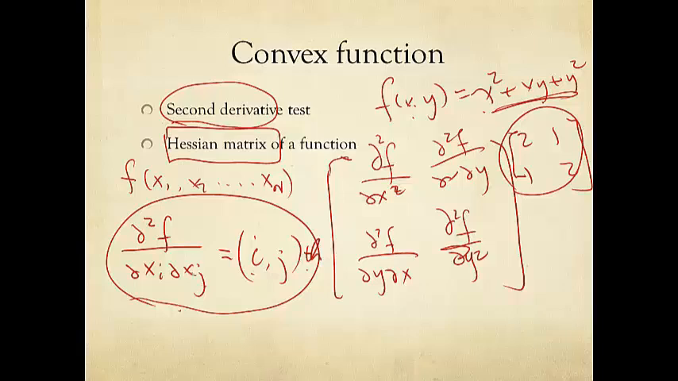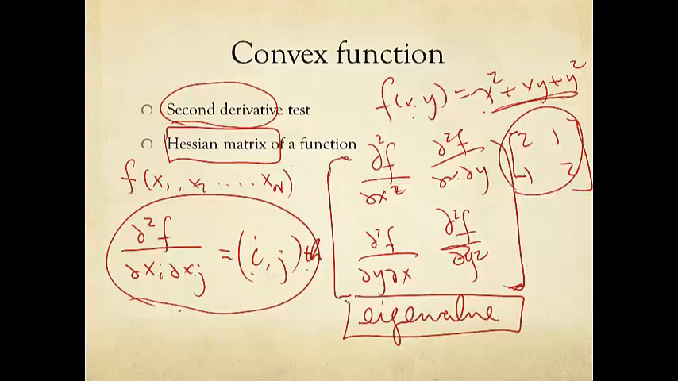So how do we make sense out of saying that a matrix is positive? It's not that the entries of the matrix are positive, but it's about whether the matrix's eigenvalues are all positive or non-negative. And you can check that this matrix's eigenvalues are all non-negative, and therefore this function is a convex function.